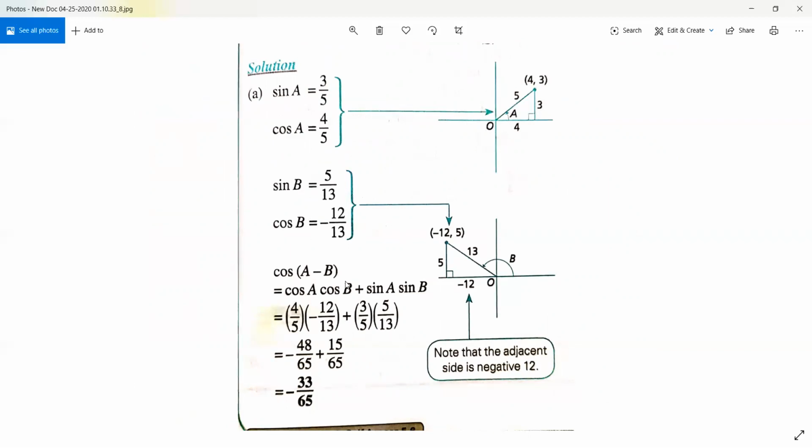So cosine A minus B is cos A cos B plus sine A sine B. Cosine A is 4 over 5. You just substitute everything in, then you finish the fraction. Then you have negative 33 over 65.